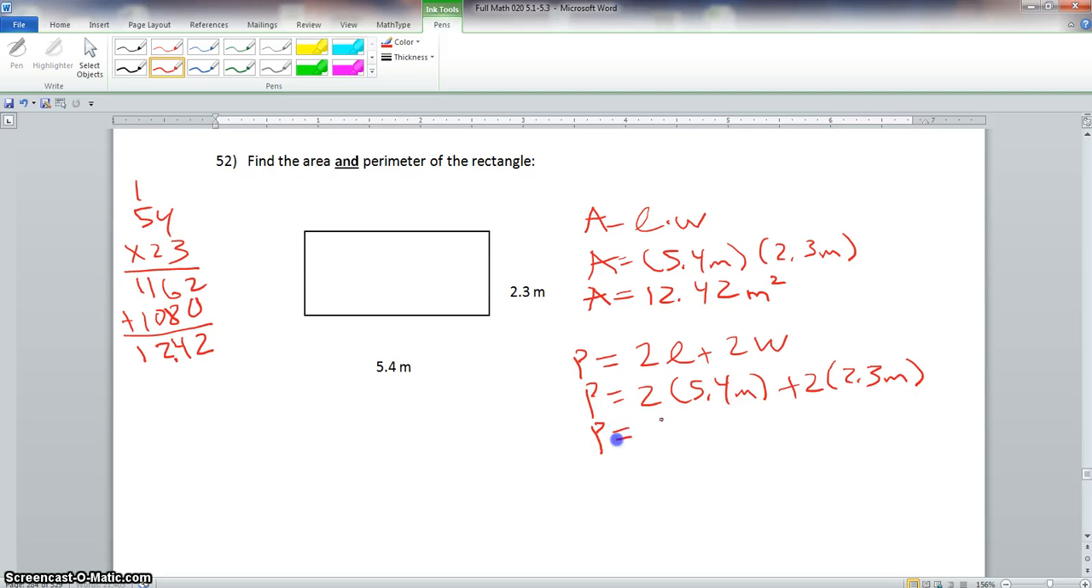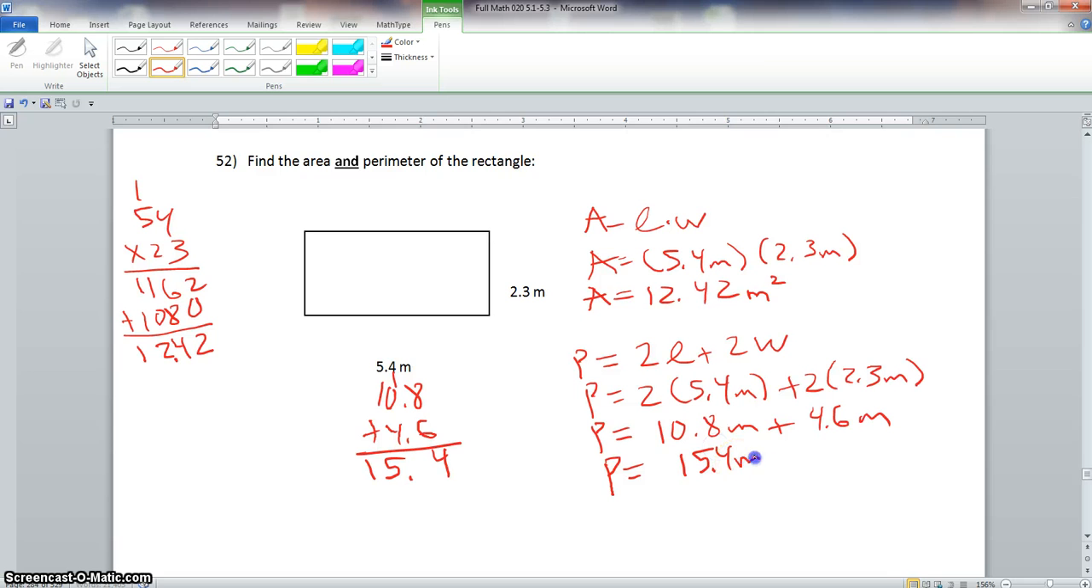Now all we're doing is doubling it. 2 times 5.4 will give us 10.8. 2 times 2.3 meters will give us 4.6 meters. Now, our perimeter is equal to, we can add these two numbers together. We have 10.8 plus 4.6. 8 plus 6 is 14. Bring down your 4, bring down your decimal, carry your 1. 1 plus 0 is 1, plus 4 is 5. And you'll bring down your 1 here. So it's 15.4 meters.